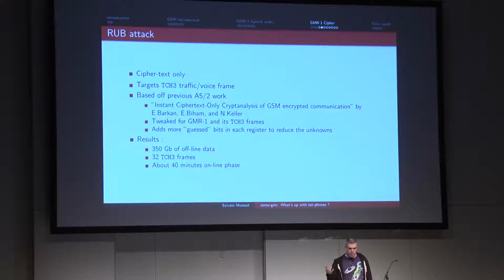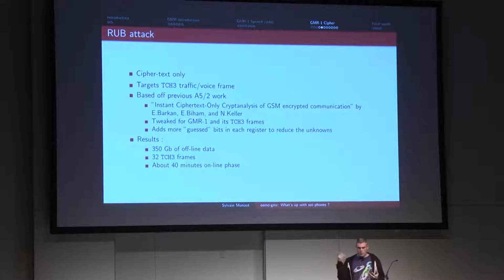But they actually modified this attack. They tweaked it for GMR-1 because the frames are different. There's a different number of bits, the cipher is slightly different, and that kind of stuff. And they also did something a little weird: they tried to guess more bits. Some of the bits, they basically tried to brute force. I'm not exactly sure why. I think it's to reduce the number of unknowns, but I don't know if that actually had the desired effect.